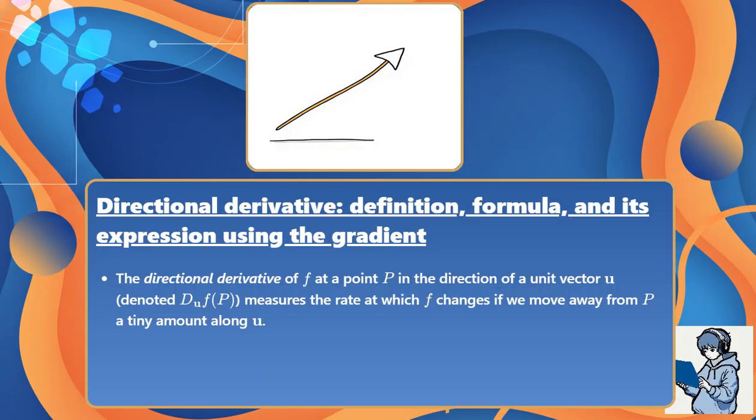The directional derivative of f at a point p in the direction of a unit vector u, denoted d sub u f of p, measures the rate at which f changes if we move away from p a tiny amount along u. d sub u f of p equals the limit as h approaches 0 of the fraction f of open parenthesis p plus hu close parenthesis minus f of p, over h.